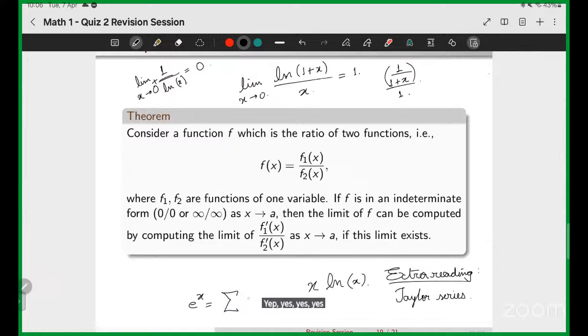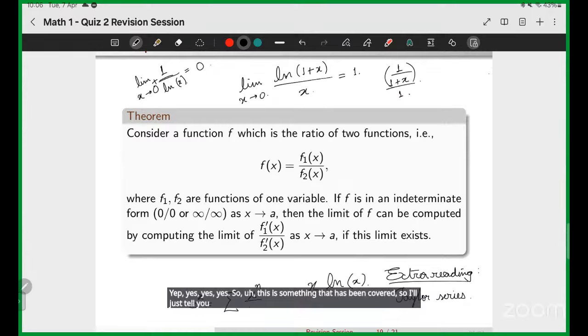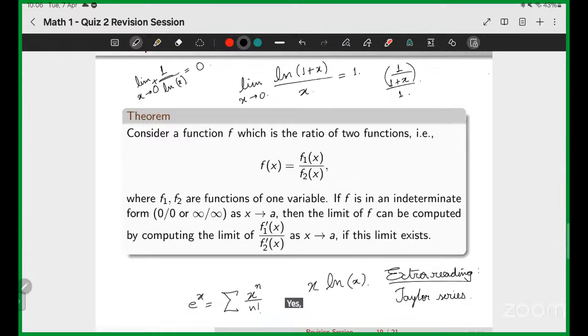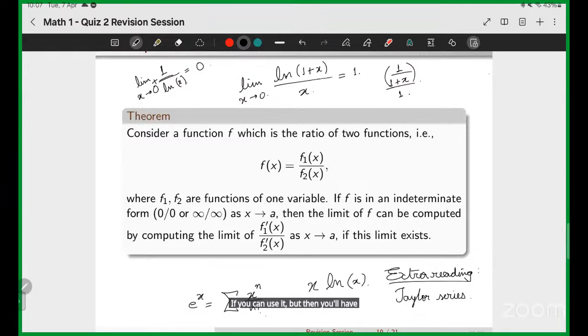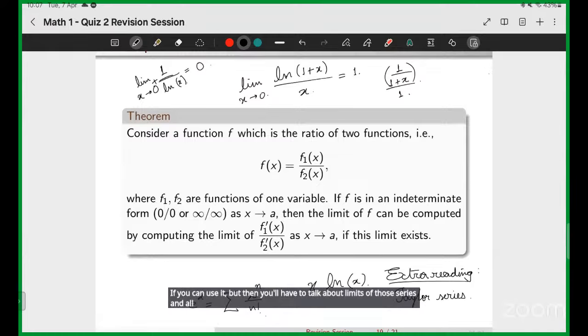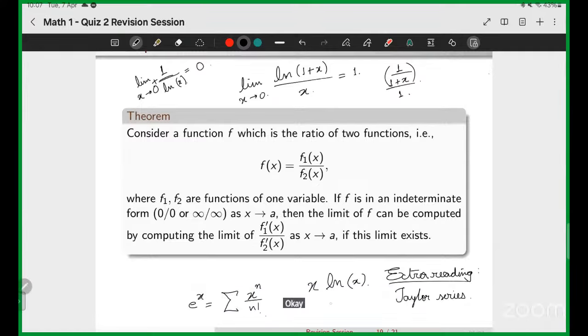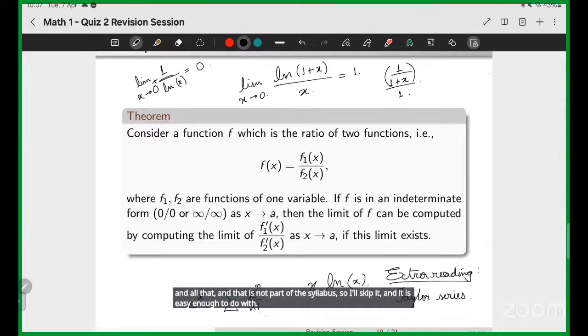I'll just tell you, it's something like this, right? I might be missing some term there. So even the logarithmic function has some series representation like this. If you can use it, but then you'll have to talk about limits of those series and all that, and that is not part of the syllabus. So I'll skip it, and it is easy enough to do with L'Hopital's rule. So let's be content with that. Okay.